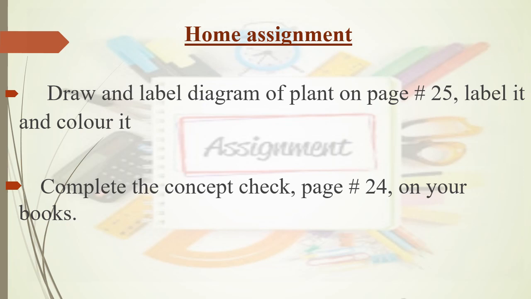Now I'm going to give you a short home assignment to draw, label and color the labelled diagram of a plant on page number 25 showing the process of photosynthesis. You have to show the labelings of sun, carbon dioxide, oxygen and water. You have to do this work on a plain page of the notebook. Another thing is to complete the concept check on page number 24. Thank you.